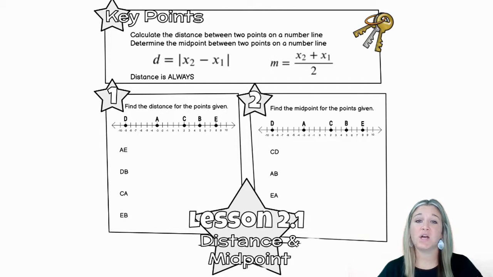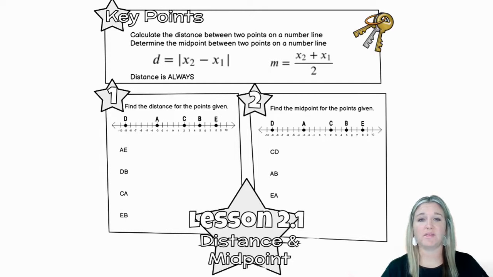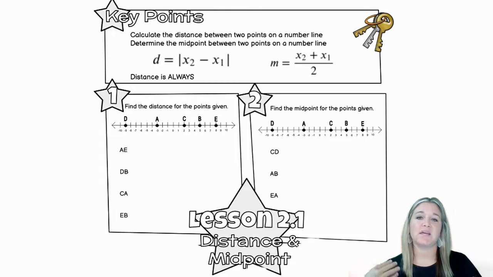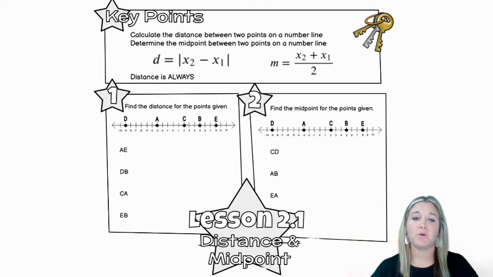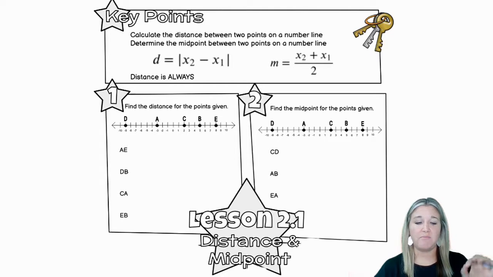Hey guys, we're going to start talking about distance and midpoint. We're going to look at this in a couple of different ways, but the first way is on a number line. The key points here: when you end this lesson, you want to be able to calculate the distance between 2 points on a number line, and you also want to identify the midpoint between 2 points on a number line.